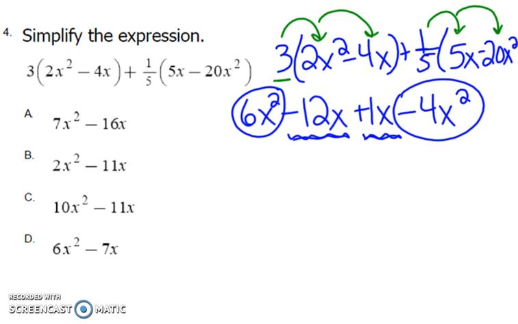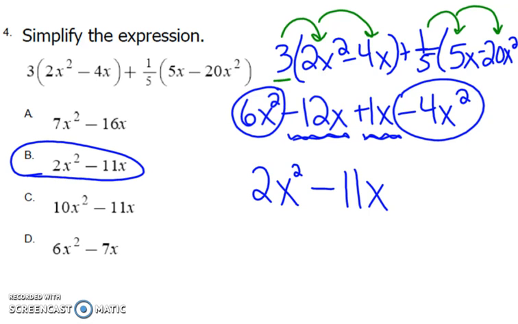Now that I have circled and underlined my terms that are the same with the same variable and the same exponent, we want to combine them. So 6 minus 4 gives me 2, and I'm going to leave the x squareds there. It's like saying 6 oranges minus 4 oranges. Well, it doesn't just give you 2, it gives you 2 oranges. Negative 12x plus 1x gives me a negative 11x. So my final answer would be B, 2x squared minus 11x.